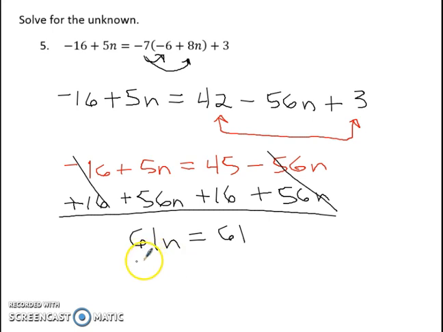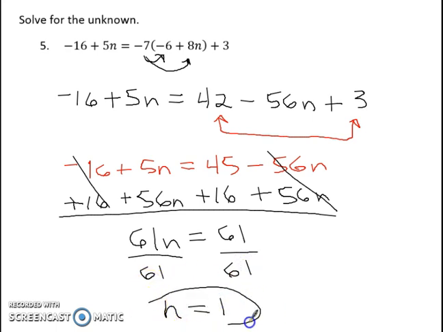So I've simplified to get an equation with the term with n on the left, the constant on the right, and so all I need to do is just divide both sides by 61 in order to get n all by itself, and that's a 1. I'm not going to show you the check, but I could plug in the 1 to determine if I truly have found the right answer.